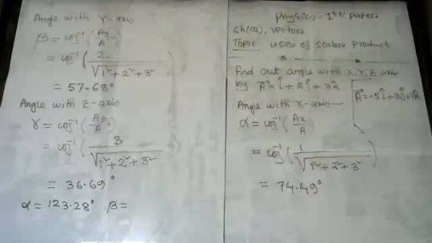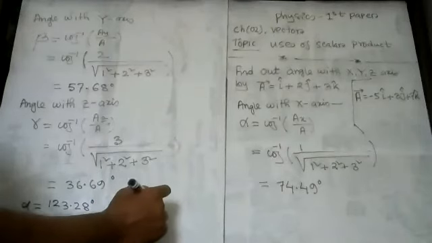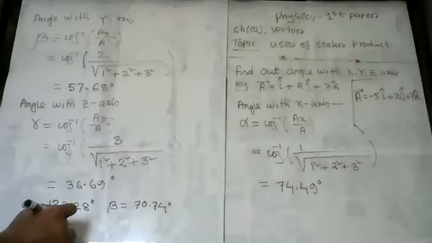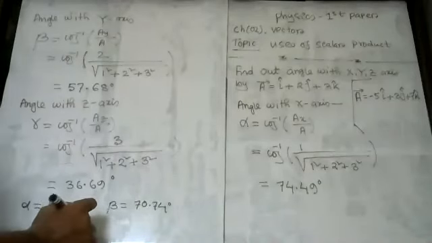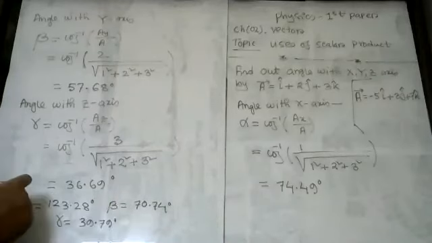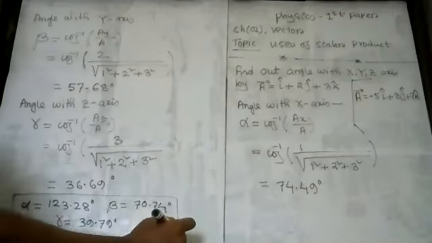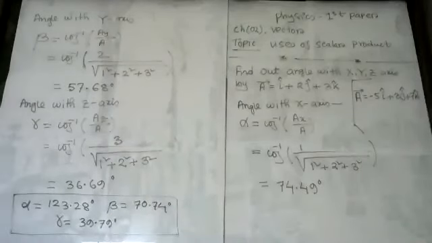Now, the value of beta. Sir, beta is equal to 70.74 degree. And what's the value of gamma? Sir, 39.79 degree. Gamma equal to 39.79 degree. My student, is it the correct answer? Yes, sir. Very good.